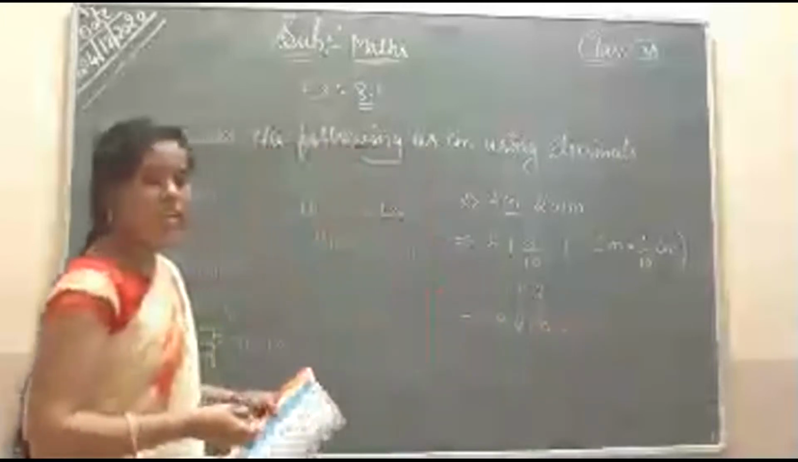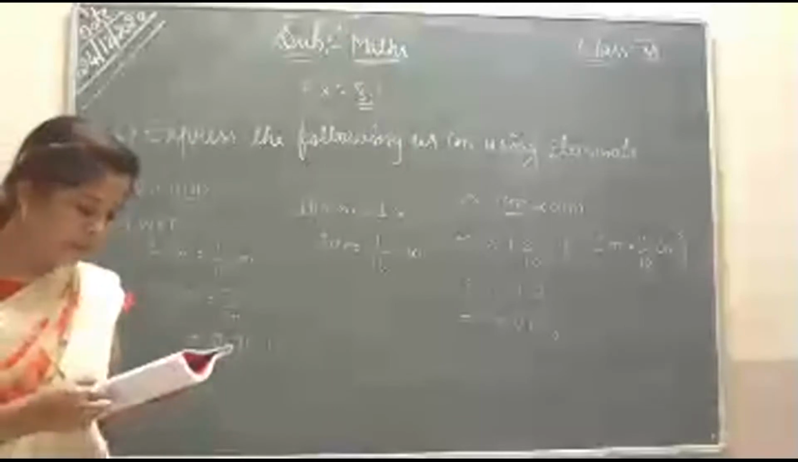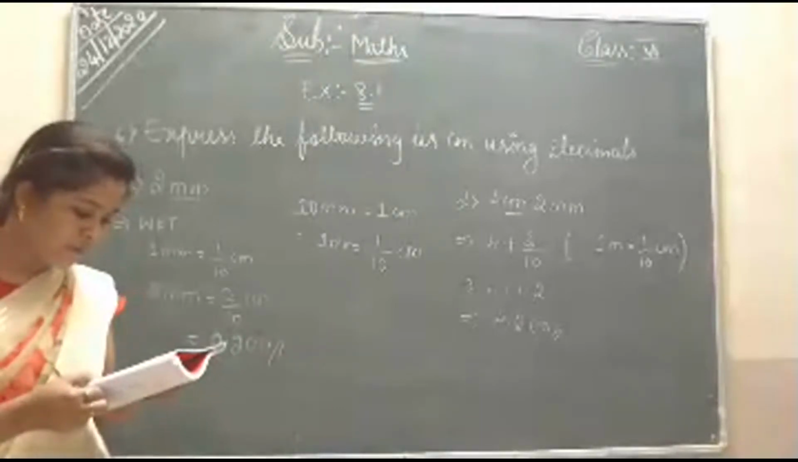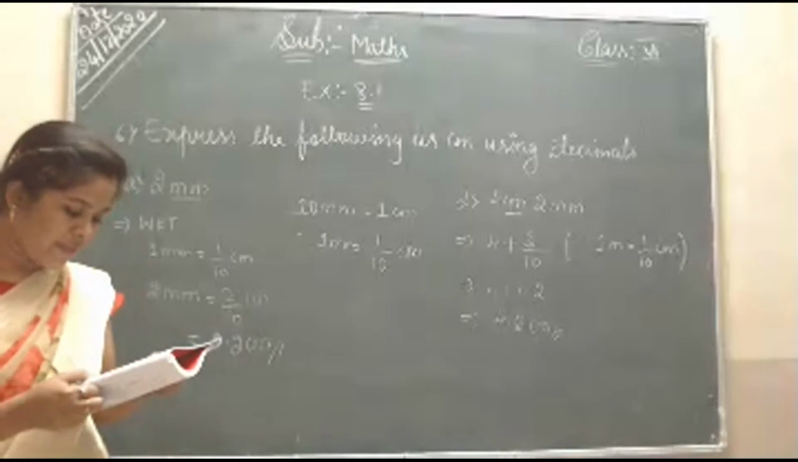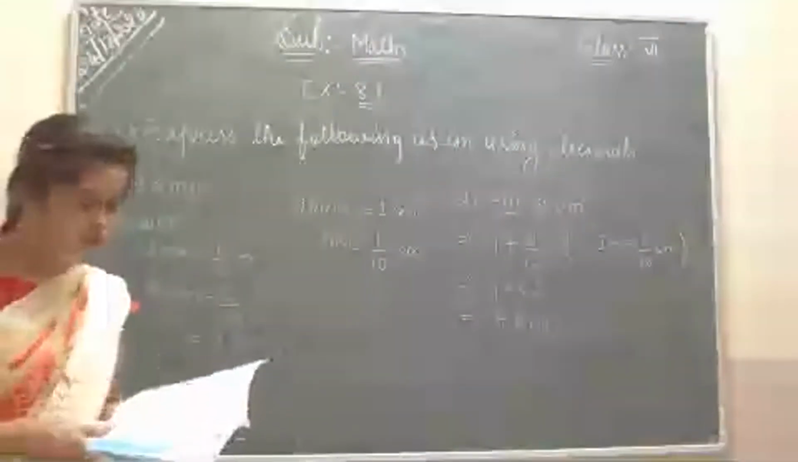It's very easy. You have to write it as homework. Next, 7, 8, 9, 10. There are 4. I will explain tomorrow.